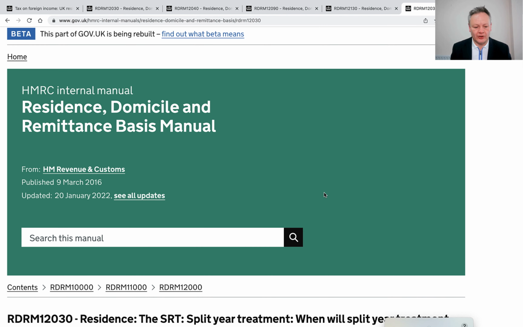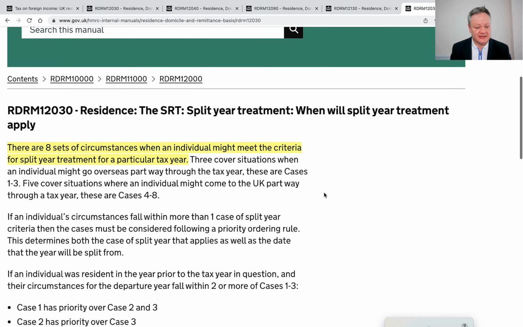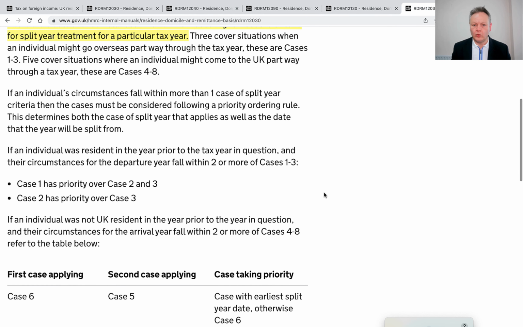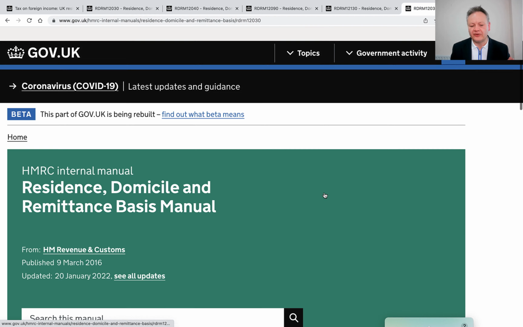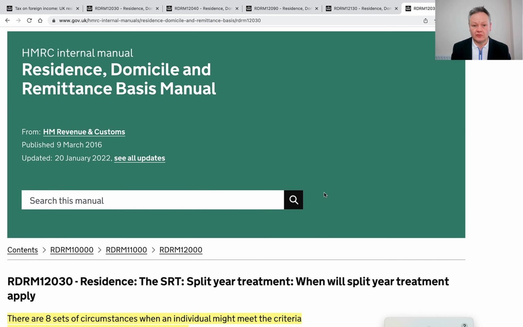Moving on, we've got this other residency, domicile and remittance basis manual, which basically says I'm going to look at your split year. So there are 8 cases to meet. Well, basically, we've covered off just work and home, and that's all you need to think about. Then this covers off your business as well. So I'll just leave it on there so you can have a look at this in your own time.